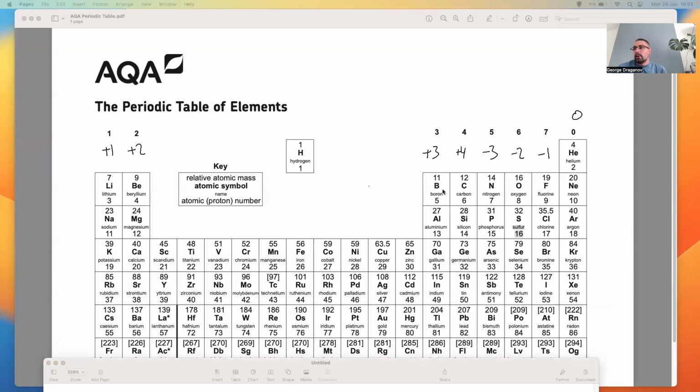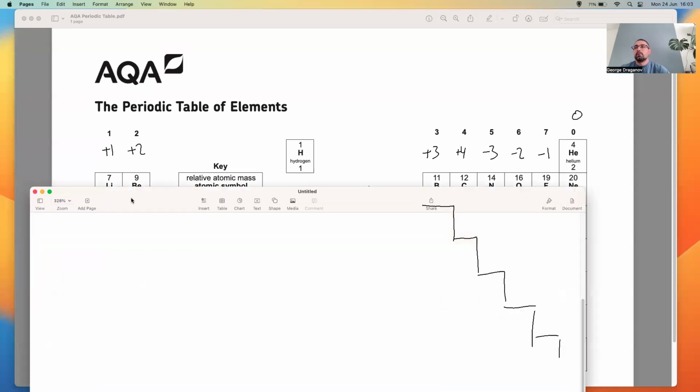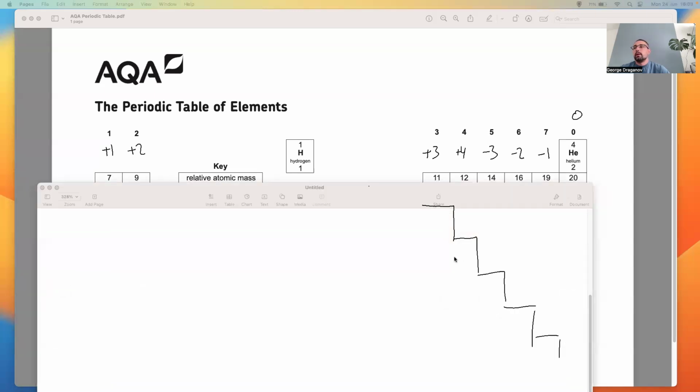Now, you should be aware of that zigzag line that goes between the metals and non-metals. That will be discussed later on in the course. So metals will always be positive, non-metals will always be negative. If I write that out now, you could actually learn the group number and the charge.